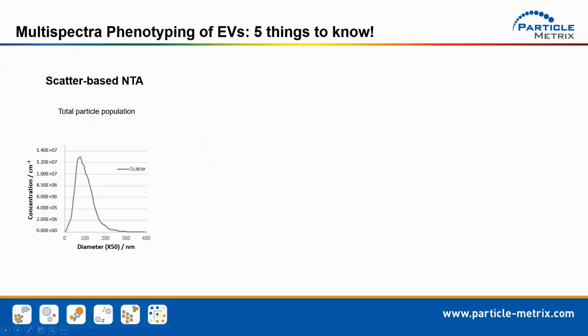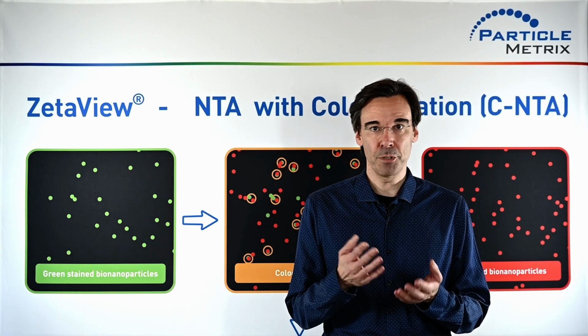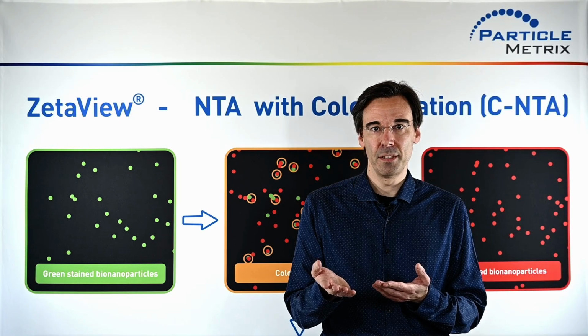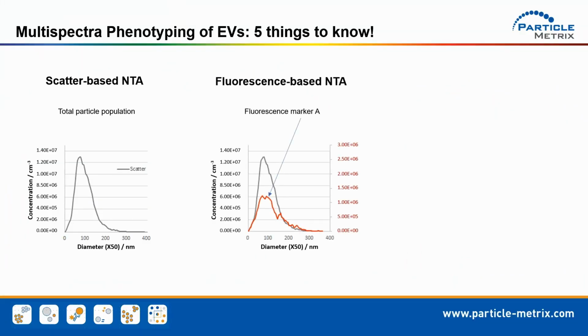Scatter-based NTA allows very quick and reliable determination of size and concentration of all particles in your EV preparation. But the big limitation is that deeper characterization of EV subpopulations in your sample is not possible. I'm sure I'm not telling you anything new here. Fluorescence-based NTA, however, makes use of highly specific fluorescently labeled antibodies or other suitable dyes to allow for much more detailed results, because you can phenotype your EVs highly specifically.